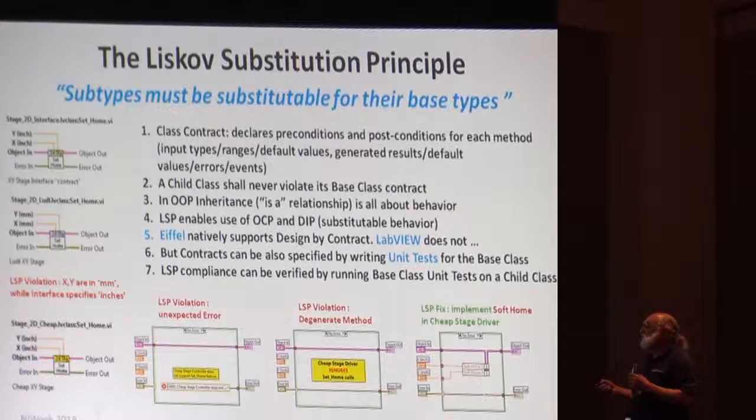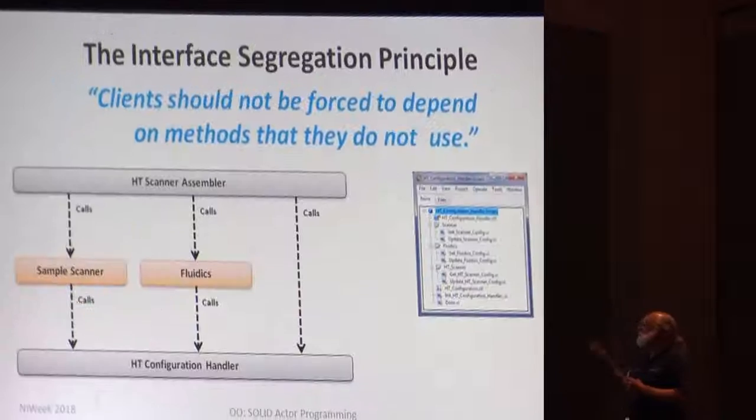So what we can do to verify that our concrete classes do not violate the Liskov substitution principle? You can write unit tests that define the input conditions and the output ranges and whatever, for the base class, for the interface, and you can run them on a concrete class to verify what's going on. That's what you can do in LabVIEW, and you should do it if you're using this principle.